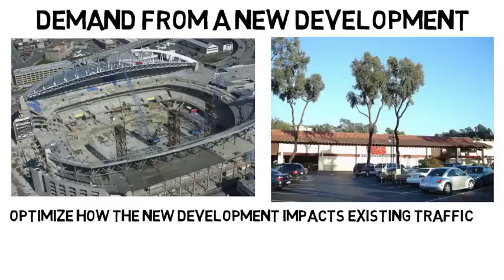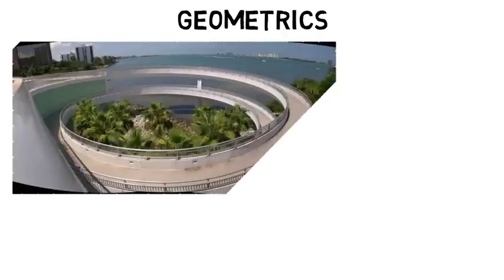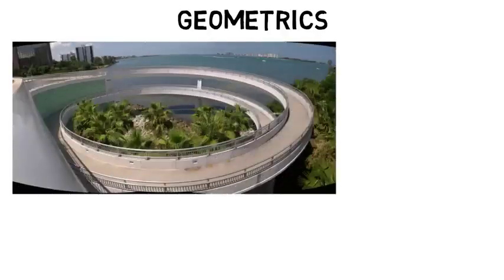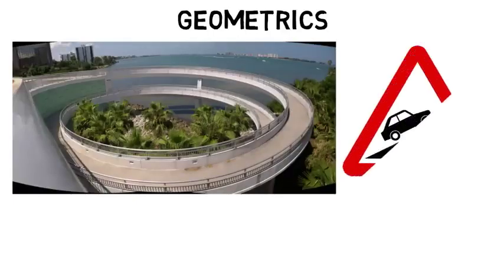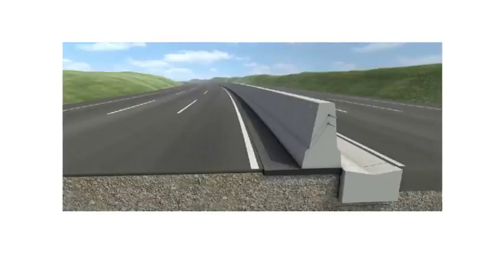It could be simple like adding a bus stop in the nearby area, all the way to expanding the roadway to allow for more traffic. They could work on the geometrics of the roadway, such as what radius of curvature does an off-ramp have to be for a car going 55 miles per hour so the tires won't slip. Or if they're going up an incline, the driver needs to see far enough ahead of them to stop if there's a sudden obstacle. Or what do the cross sections of a freeway need to be for the lanes and the shoulders to accommodate the amount of traffic that's expected?